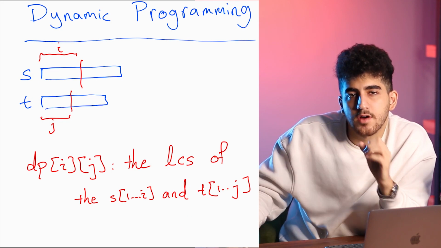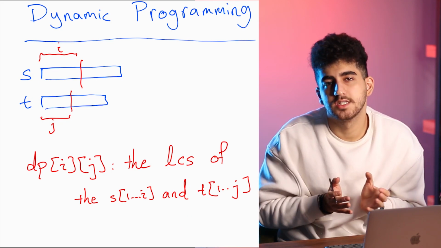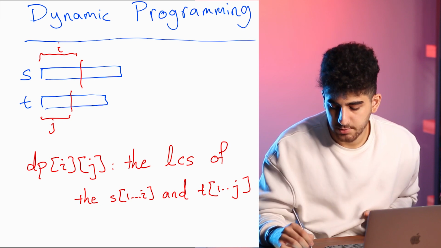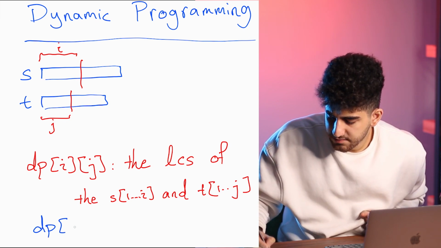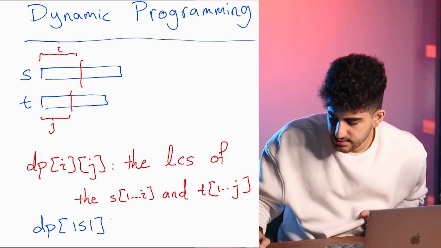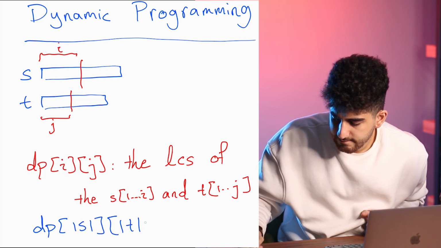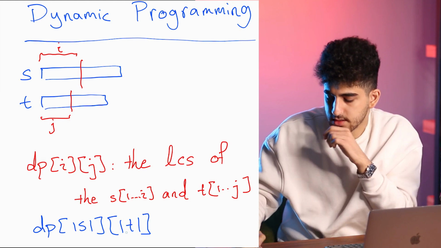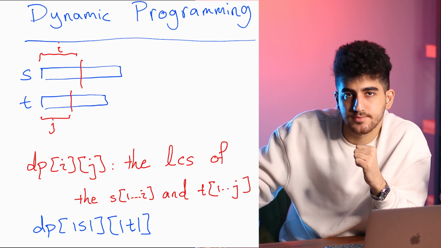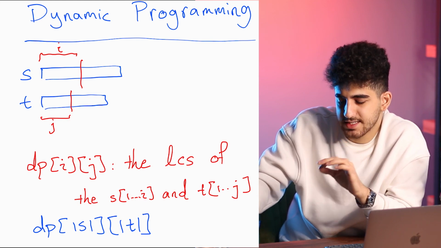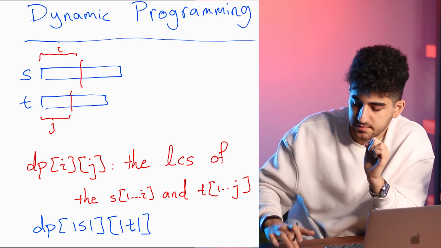Okay, so I will find the result of all of these values, and my final answer is going to be dp of length of S and length of T. So this way I can find my final answer. So the only question is how can I find these values of dp of I and J?